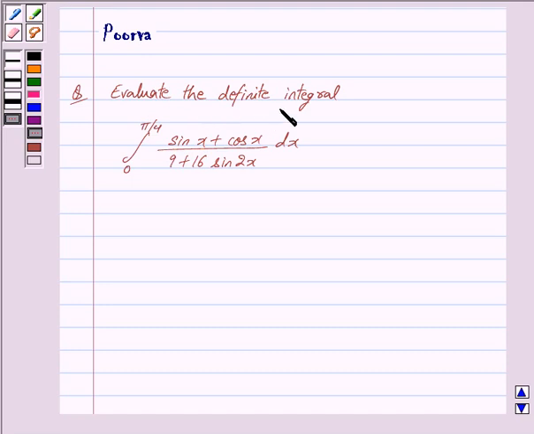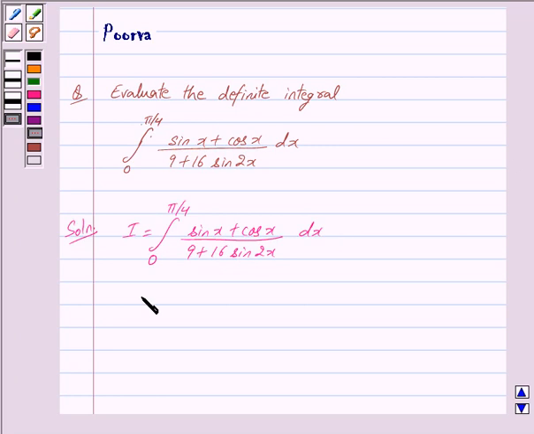Evaluate the definite integral of (sin x plus cos x) upon (9 plus 16 sin 2x), where the limit is from 0 to pi by 4. Now we begin with the solution. We denote this integral by I. So we have I is equal to the integral from 0 to pi by 4 of (sin x plus cos x) upon (9 plus 16 sin 2x) dx.